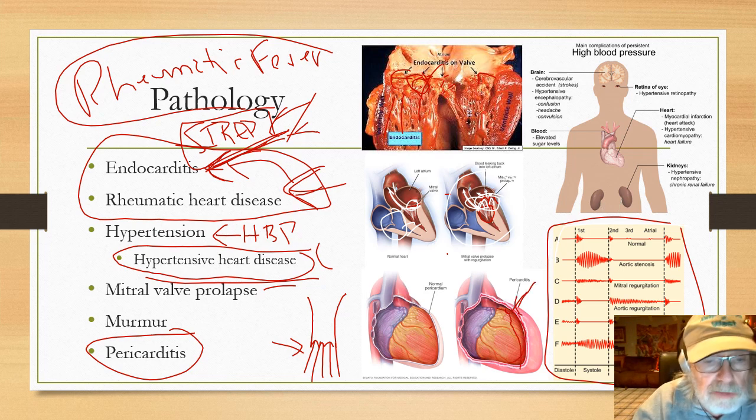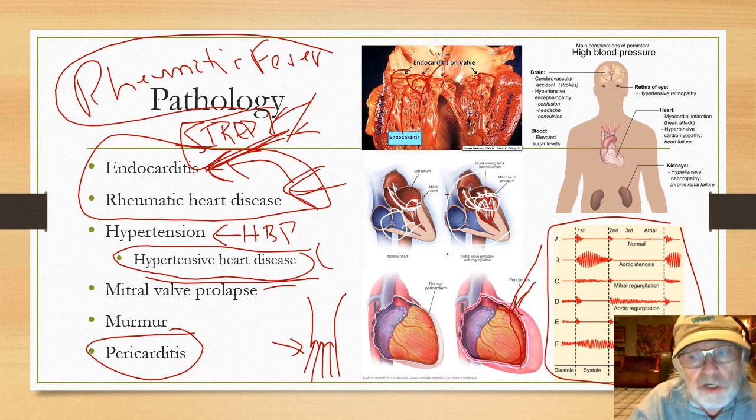Fluid builds up inside there. Sometimes they do what's called a pericardiocentesis, where they take a needle through the chest wall, stick it in the pericardium, and then suck the fluid out. They still have to figure out why it's happening in order to treat it, because it's going to come back again. But that's just called pericarditis.